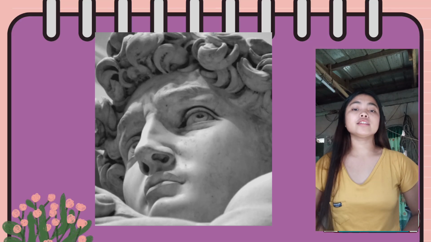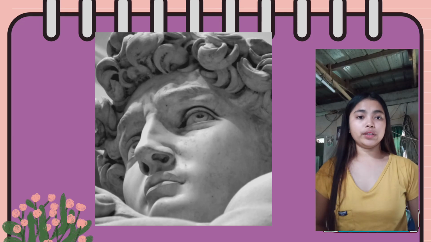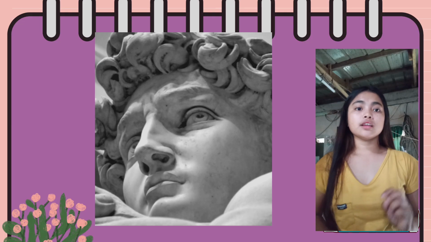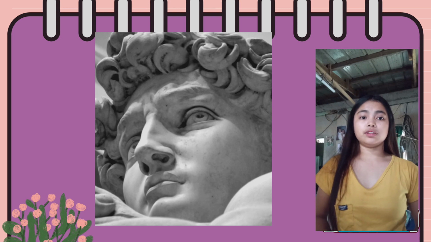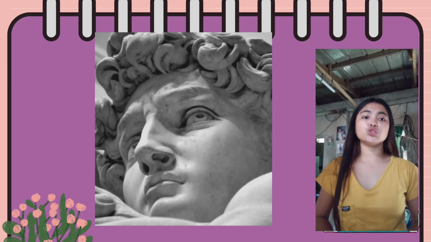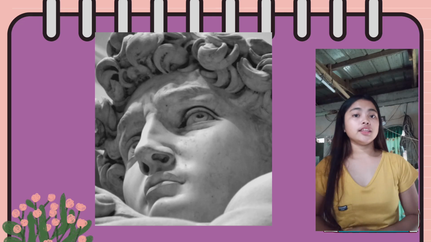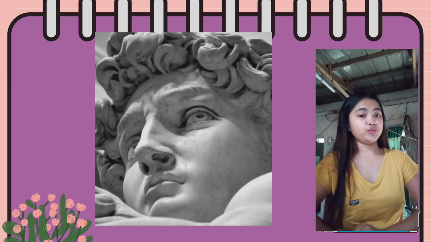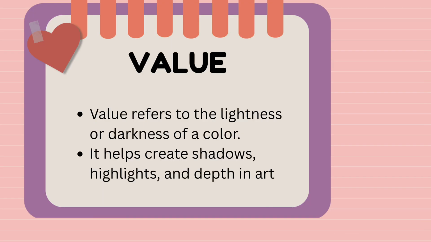So as you can see in the example, a form of a face is shown in a portrait drawing. A face is not flat because it has depth, such as the nose that sticks out, the eyes that are slightly deep, and the rounded cheeks. So artists use shading and highlights to show the realistic form of the face. So class, did you understand the form in the picture? Okay, very good. So now, let's proceed to the fourth element of art.